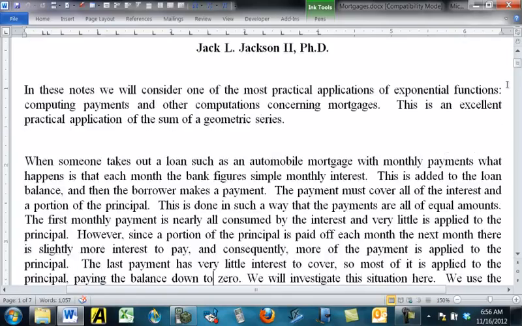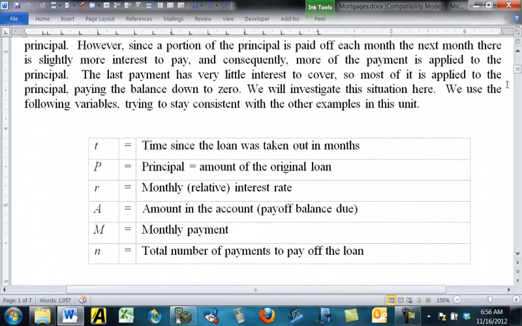Okay, now some basic letters we're going to use. T is going to be the time since the loan was taken out, in months, since we're going to assume monthly payments. You could adjust this to any time: yearly payments, daily payments, weekly payments, whatever. Just remember your R and your T have to be consistent. So if you're doing daily payments, then your rate must be a daily rate, and the N and the M, everything would be per day instead of per month, or if it's per year, whatever.